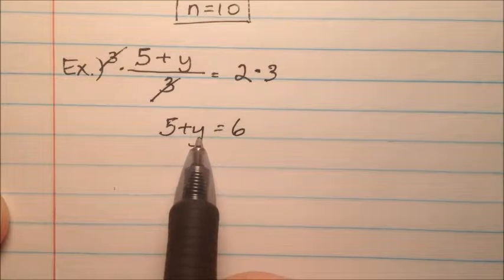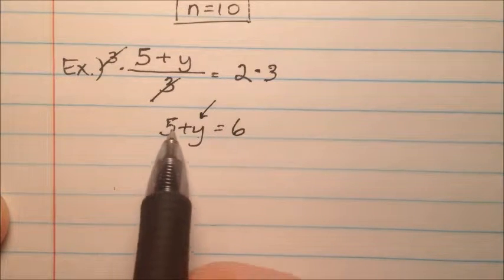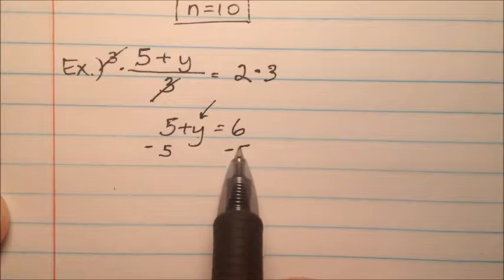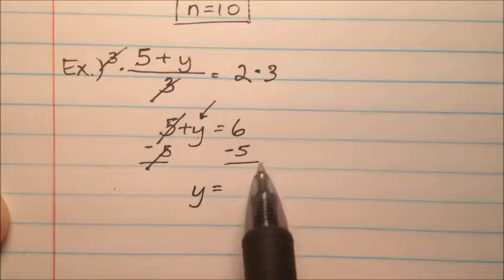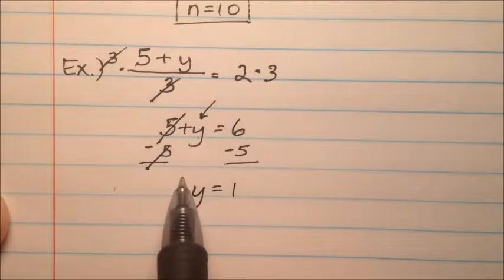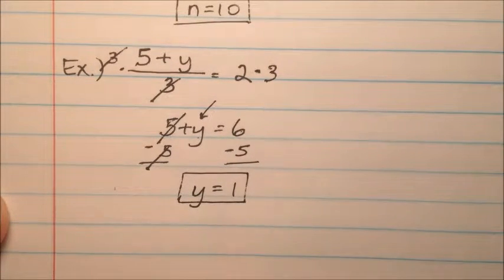So now in order to get this y by itself, we need to get rid of the 5 right there. So I'll subtract 5 from both sides. Those go away, and I have y equals 6 minus 5, which is 1. So my value for y in this case is 1.